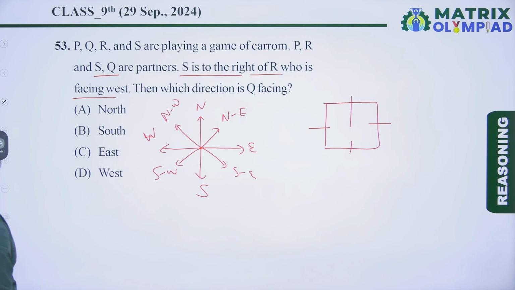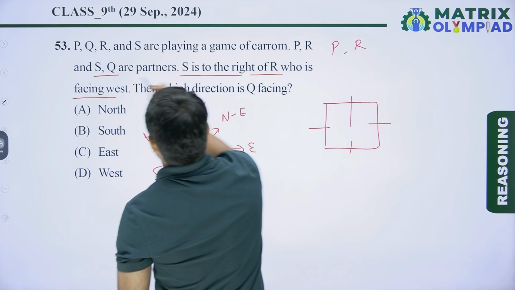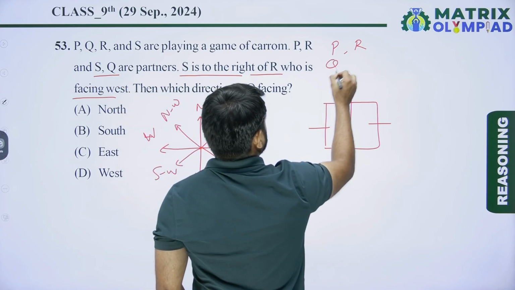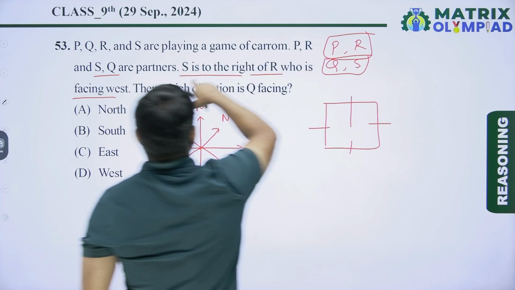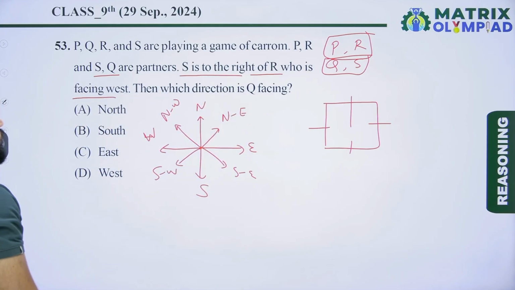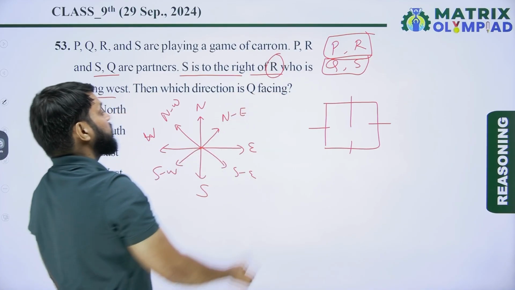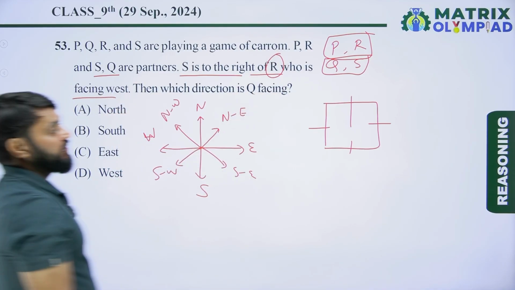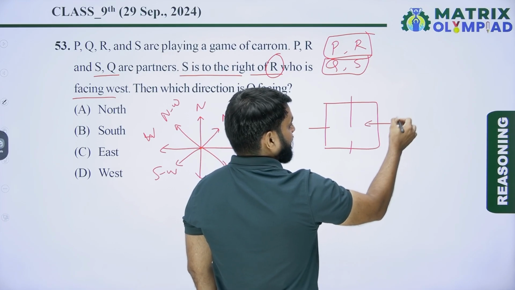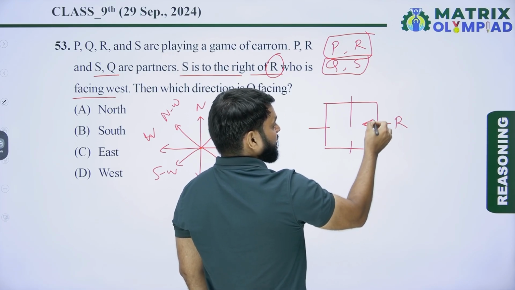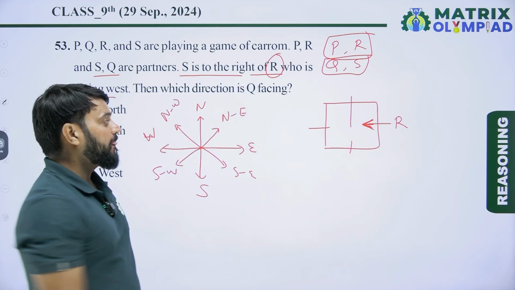P and R are partners, and S and Q are partners. So S is to the right of R. Who is facing west? R is facing towards the west direction. It means here is R, because R is facing towards the west direction.